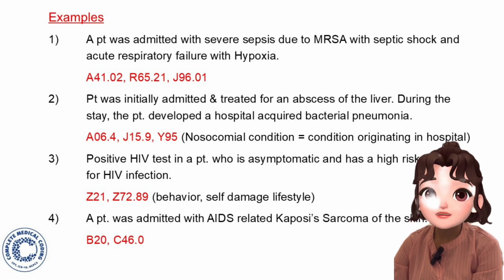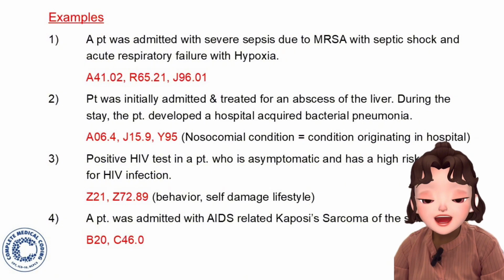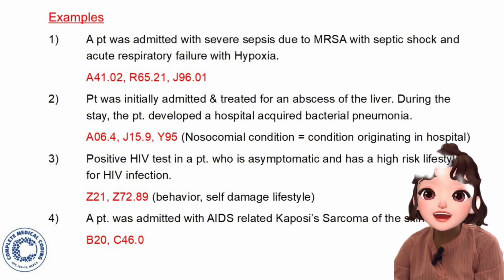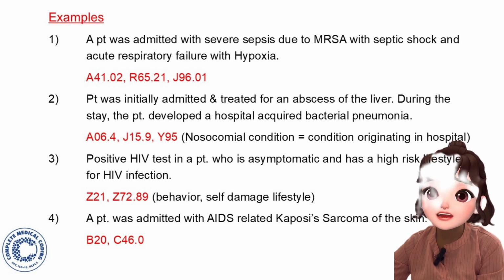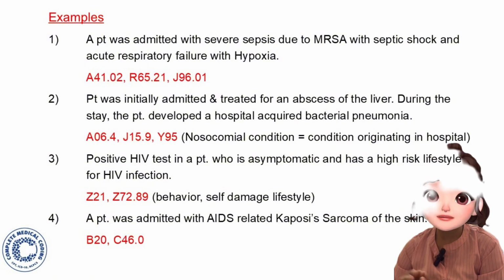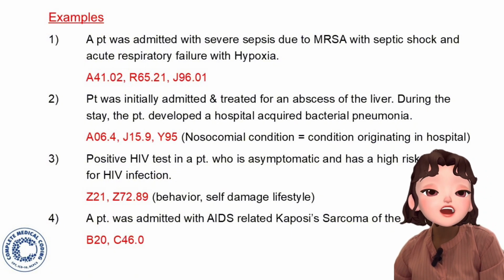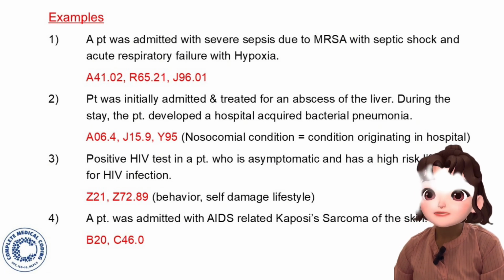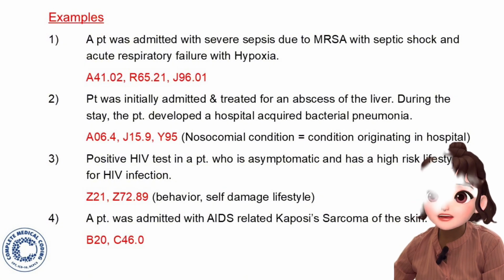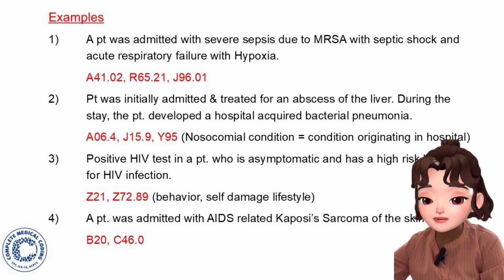Now, fourth question. A patient was admitted with AIDS related Kaposi's sarcoma of the skin. So it means it is an HIV related condition. For an HIV related condition, code always first the HIV followed by the condition. That is what our rule is, right? If it is an unrelated condition, code the condition first followed by HIV. But here, since the question is AIDS related, which means HIV related sarcoma, code the HIV code first.